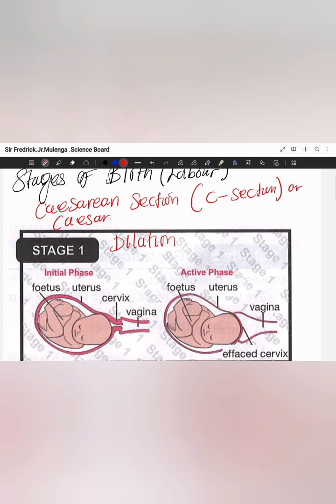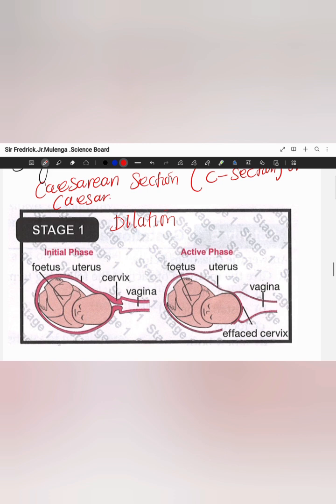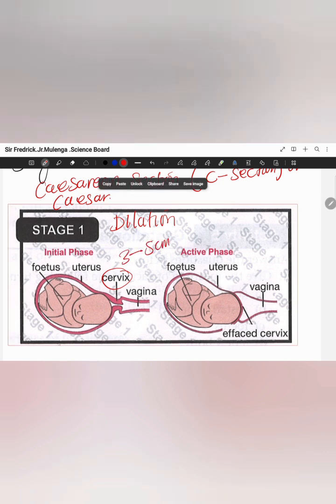Well, in the first stage, the cervix, as you can see on the diagram, widens. It widens at least 3 to 5 centimeters. At this point, it's a two-way thing. The woman might have some active contractions before dilation or not.